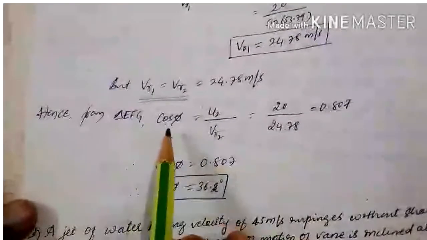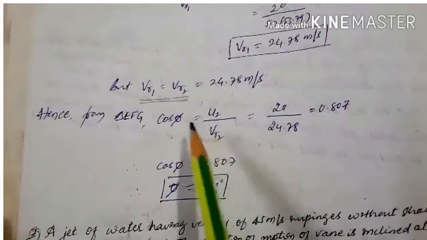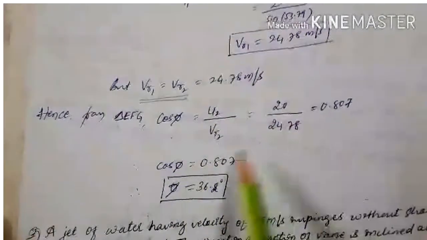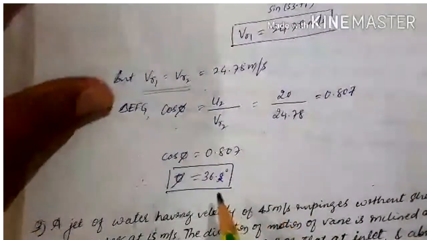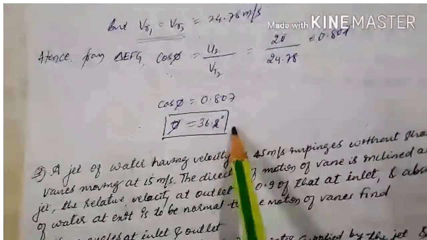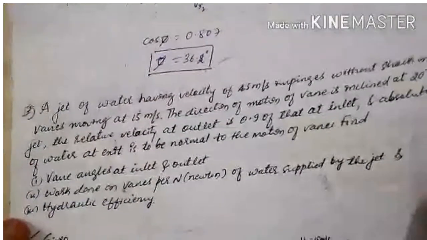Then from the outlet velocity triangle, cos pi is u2 by VR2. VR2 we know, we don't know the angle, so from this we get the outlet vane angle. So this is the way to find the outlet vane angle. Okay, this is one simple problem. So let us take one more example here.